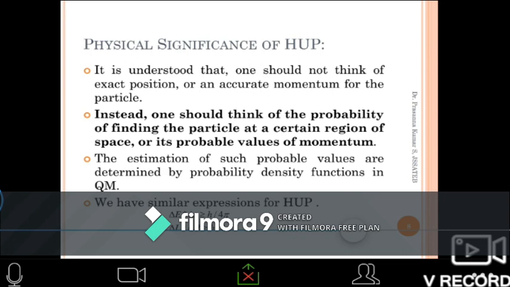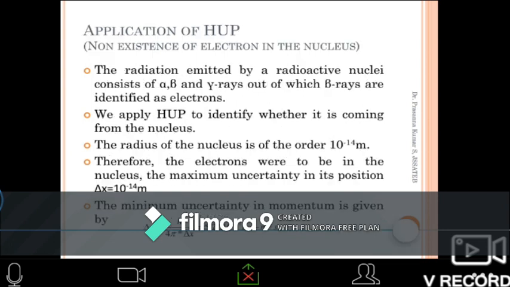It says that according to the principle, you cannot think of an exact position or exact momentum for the particle, but you can think of their probabilities. You can think of the probabilities associated with finding the particle, and there are probable values for the momentum. The estimation of such probable values in quantum mechanics is done by using probability density functions. Application: one of the applications is using the Heisenberg uncertainty principle.